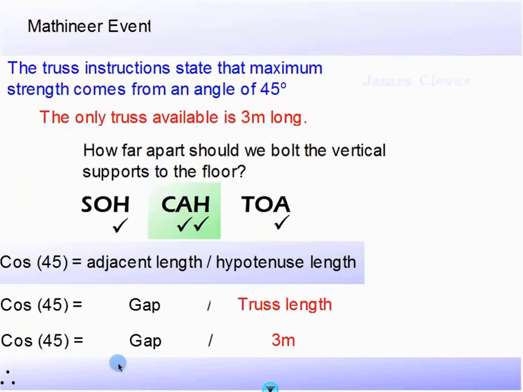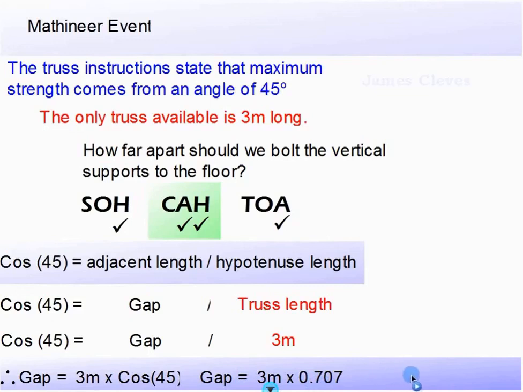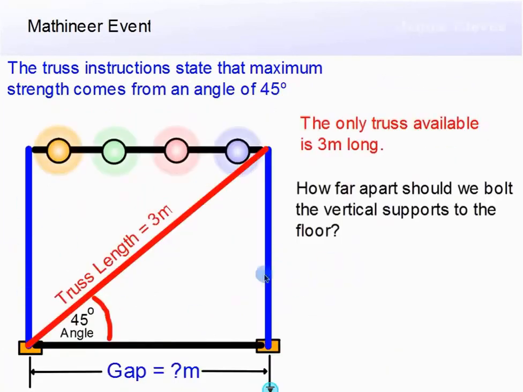So what we do is rearrange so that the adjacent is equal to the hypotenuse times the cos of 45. We put 45 in our calculator, press cos, and then it'll tell us that the gap is the hypotenuse times 0.707, which is the cos of 45 in degrees, of course. So the length between the two vertical supports is 2.12 meters. So now we know exactly how far apart to put these vertical supports. If this is 3 meters, this is 2.12 meters.